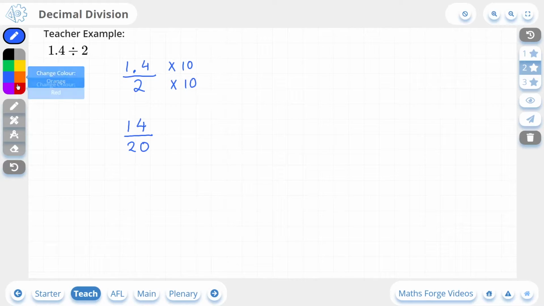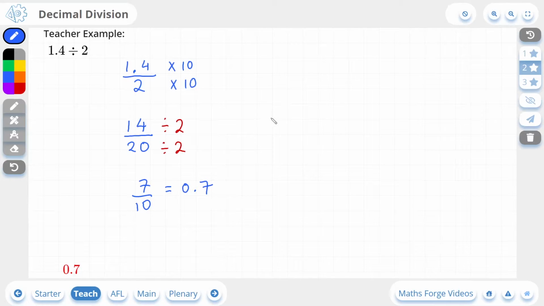And if we go ahead and simplify this in the following way, I'm going to divide by 2, and I'm going to divide by 2. So we end up with 7 over 10. And now 7 over 10, if you know your place values, should give us 0.7. And if we just check our answer, there it is.